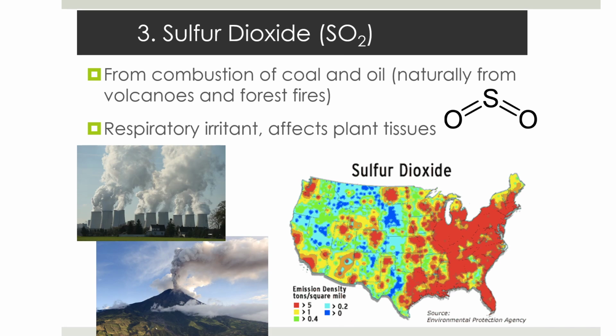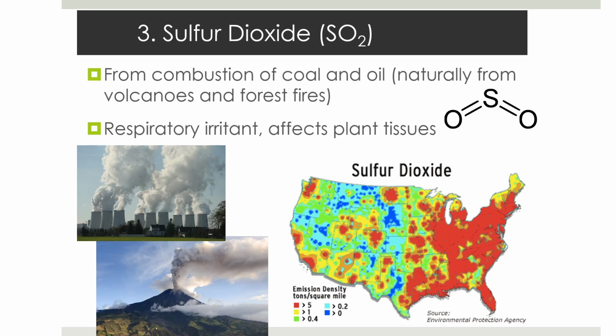So back to our NOSE clip, we just went over the N and the O. We also have sulfur dioxide. Sulfur dioxide comes from coal and oil being combusted. It also comes naturally from volcanoes and forest fires. Sulfur dioxide is a respiratory irritant. It can affect plant tissues, and it also can lead to acid rain.